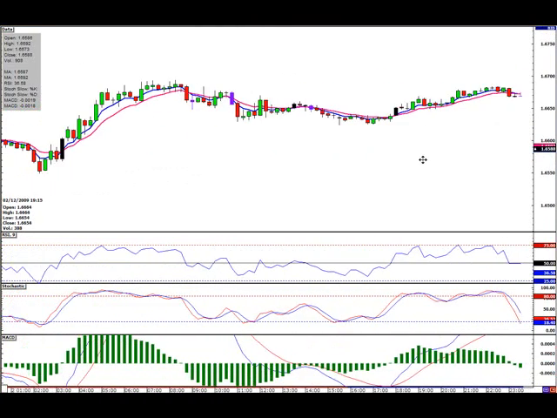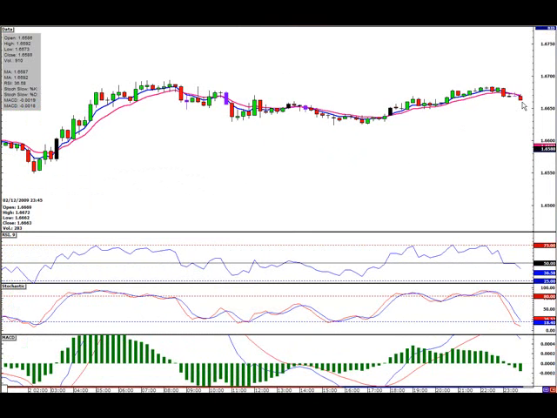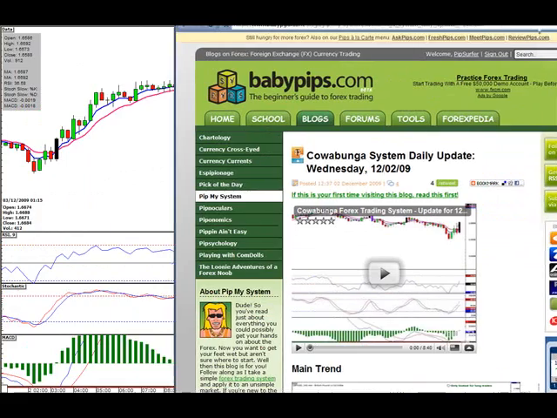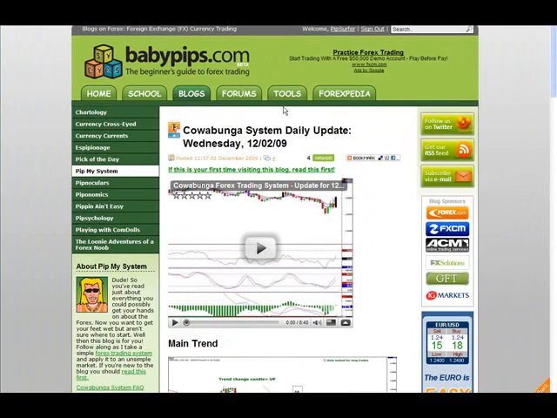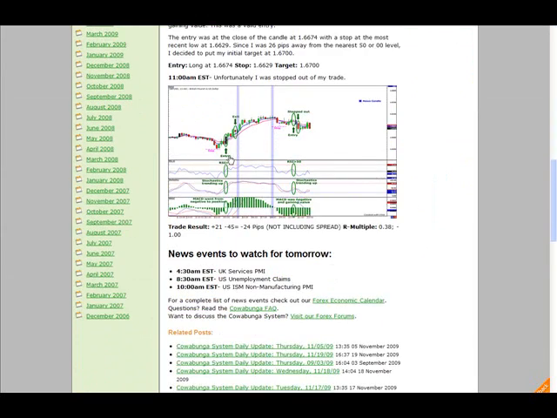Alright, so now I'm on my 15-minute chart, and I'll move this to before midnight again so that we can see what it looks like. The first thing I want to do, of course, is take a look at my news events. This is yesterday's post real quick. I'll usually post the news events for the day, and I listed 4:30, 8:30, and 10, and that was for today's news events.